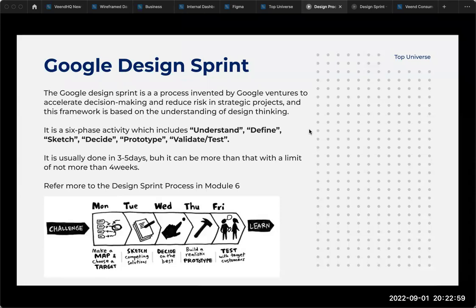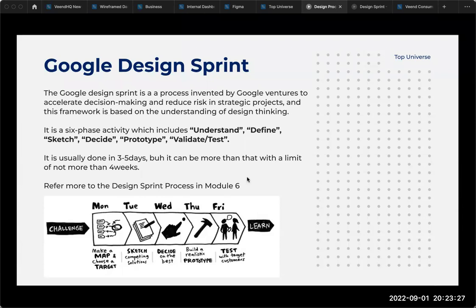Yeah, so you see it there. Basically, I said it can be done in 3 to 5 days. What Google does is that it's a 5-day process. You pick from Monday to Friday, then you make a map, that's a structure of how you want your work to flow. Then you start sketching, then you decide, then you build a realistic prototype, then you test with the target audience. That's basically how Google works, right?